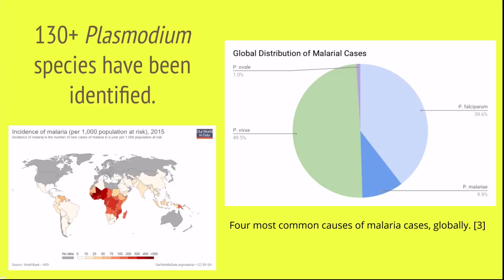Over 130 Plasmodium species have been identified. However, most global malarial cases can be traced back to these four microorganisms. Plasmodium ovale is responsible for 1% of cases, Plasmodium malariae 9.9%, Plasmodium falciparum 39.6%, and finally Plasmodium vivax 49.5%. These four roughly cause 219 million global cases of malaria annually, mainly affecting Africa, Indonesia, India, and Venezuela, as shown on the map, which indicates the number of malarial cases per 1,000 people at risk of catching the disease.